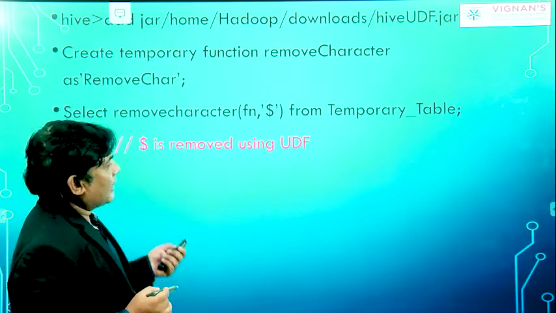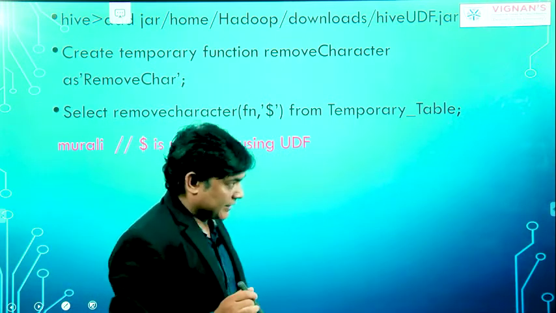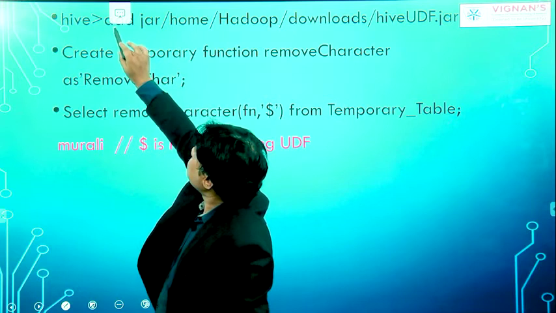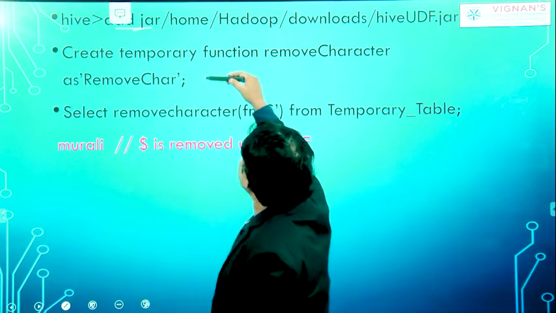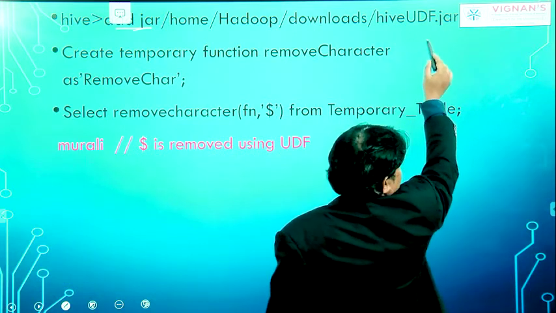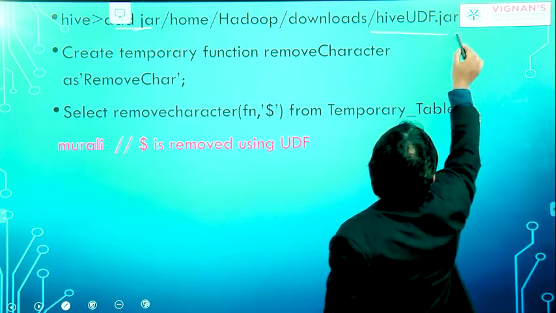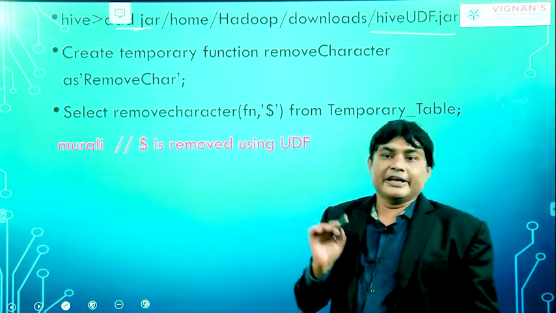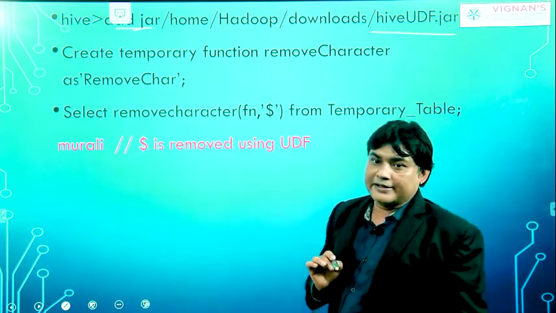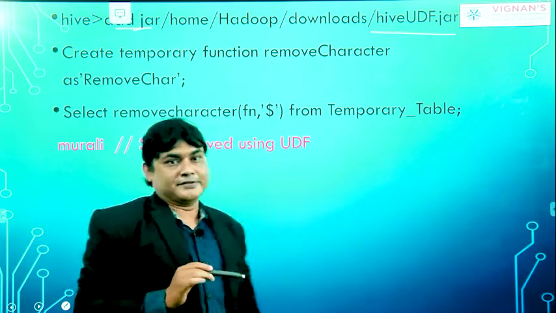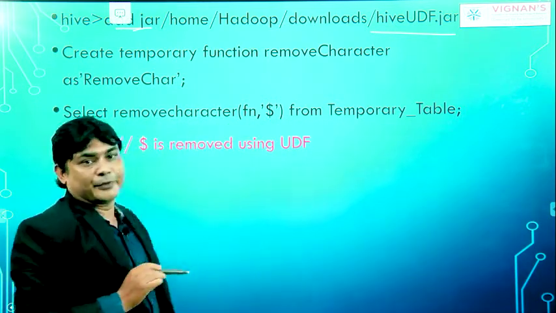Hive shell. So now what I did, I had created the jar file. The jar file has been created, and then I am going to add this jar file. Add jar, then /home/hadoop/download, I give the location where I am going to add this jar file, hive udf.jar. It means my jar file has already been added. Once the jar file is added, I am going to create a temporary function.